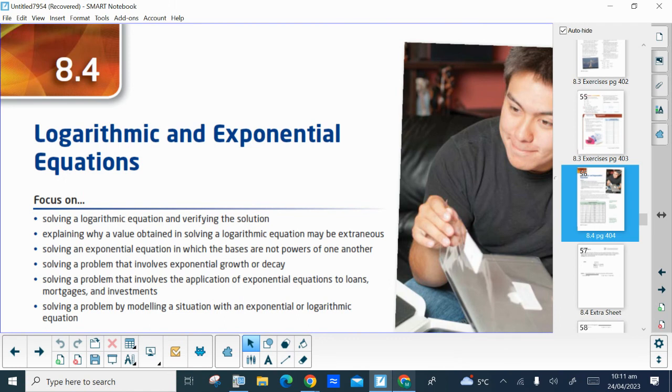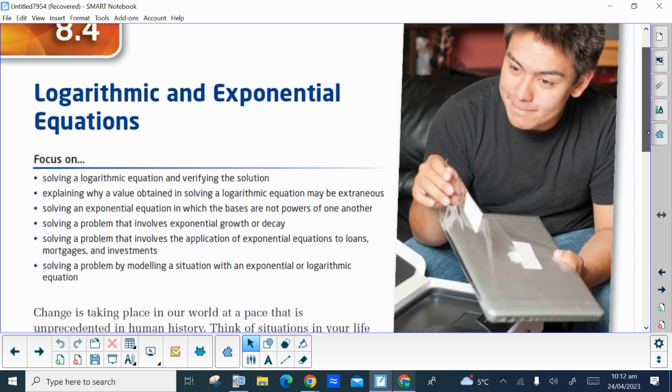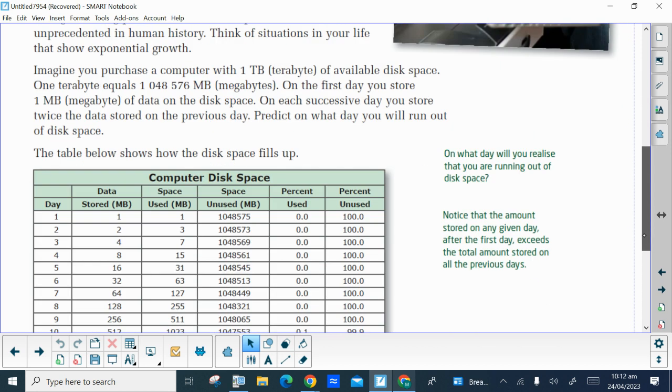So we're going to finish off by looking at solving some logarithmic equations and verifying solutions. We'll see that in some cases when you solve equations, you're going to get extraneous solutions. Those are solutions that when you solve the equation, you get the answer, but when you check it, it doesn't work. So we'll look at solving exponential equations in which the bases are not powers of one another. We're going to be looking at problems involving exponential growth or decay. We'll look at some problems involving application of exponential equations to loans, mortgages, and investments. And then finally looking at modeling a situation with an exponential or logarithmic equation.